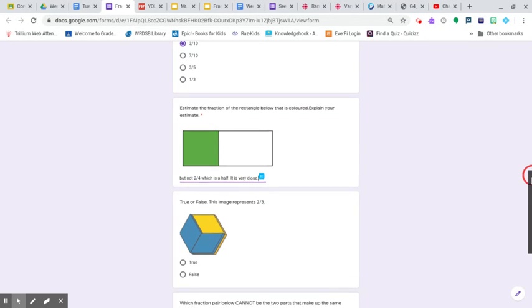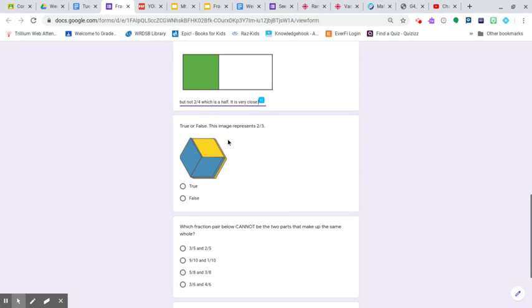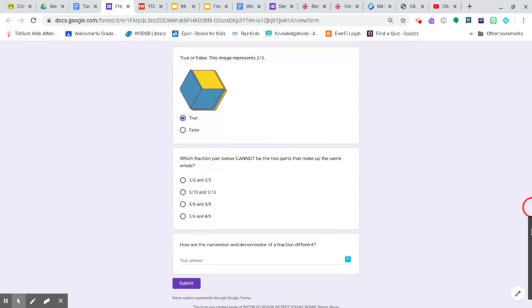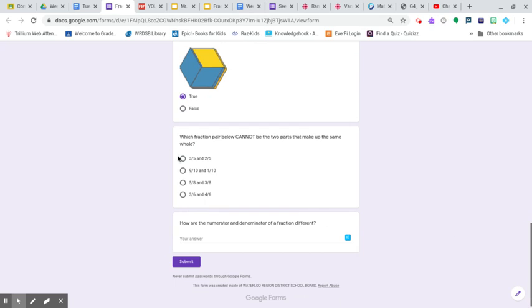Okay, true or false? This image represents 2/3. We have 1, 2, so 1/3, 2/3, 3/3. So that is true. So this one is the second last question. Which fraction pair below cannot be the two parts that make up the same whole? So 3/5 plus 2/5 makes 5/5, which is a whole. 9/10 plus 1/10 makes 10/10.